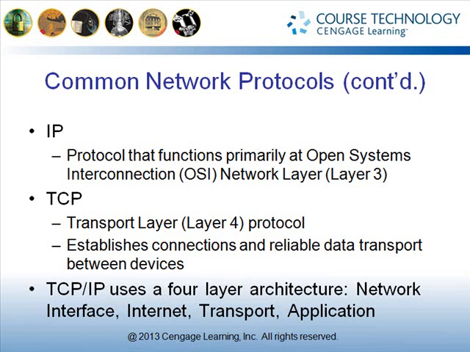IP is a protocol that functions primarily at the OSI, Open Systems Interconnection, network layer 3. It provides addressing and routing. TCP is a transport layer, that is layer 4 protocol, that's responsible for establishing connections between devices and making sure that we have reliable data transport. Now, TCP/IP itself uses a 4-layer architecture: network interface, internet, transport, and application.